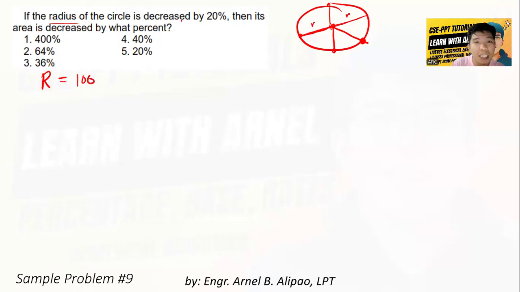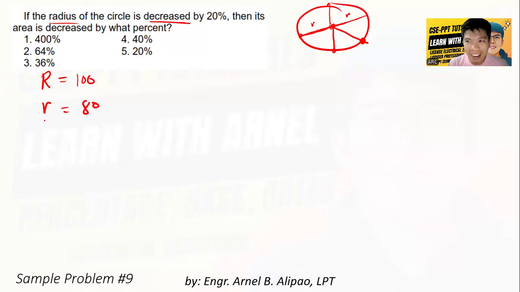Now, it is decreased by 20%. Again, decrease is just the same as discounted, less off. Right? So decreased by 20%. If 20% is decreased, what is left? From 100%, because it's always 100% as our reference. So if the radius of the circle is decreased by 20%, meaning 20% is taken away, what is left? 80%. So if it's 100 and then we take 20%, now our new radius is 80.